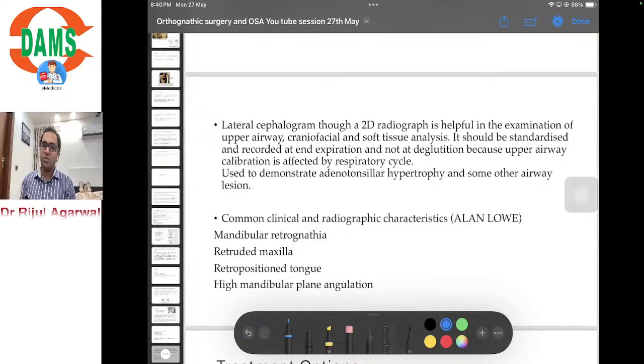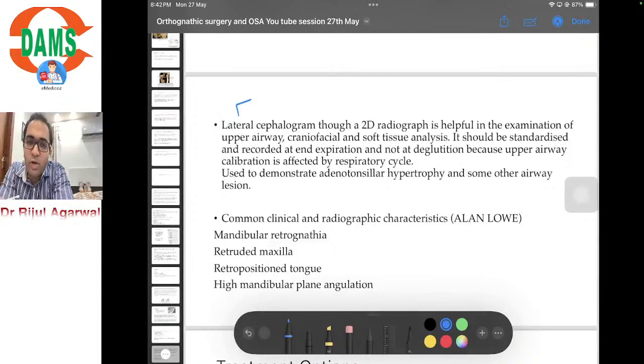So how does the lateral cephalogram help? As I've already told you in the slide on the predisposing factors, retroposition of the maxilla or mandible leads to blockage of the airway, and that's why it can lead to obstructive sleep apnea. So the lateral cephalogram can also be used to diagnose obstructive sleep apnea in such patients. Sometimes it is also used to demonstrate adenotonsillar hypertrophy and other airway lesions.